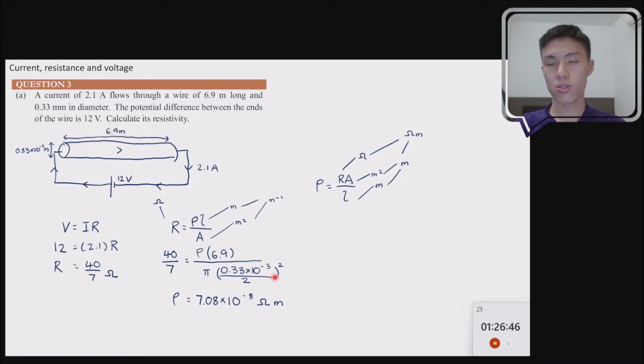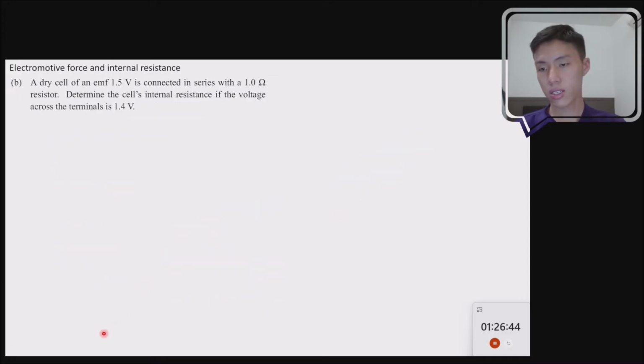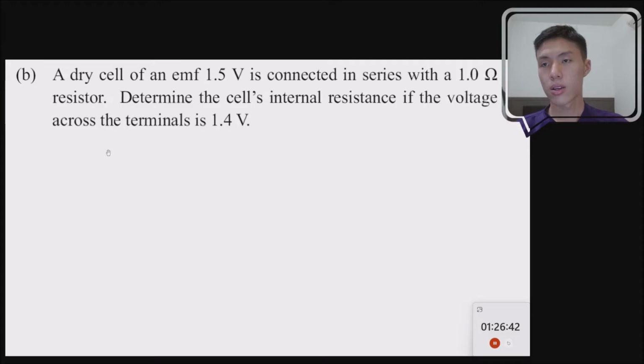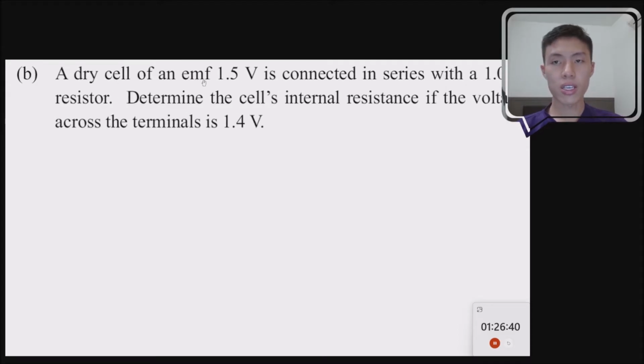Yeah, should be fine. So that's it for this question. Next. A dry cell of EMF 1.5 volt is connected in series with a 1 ohm resistor. Determine the cell's internal resistance if the voltage across the terminal is 1.4 volt.